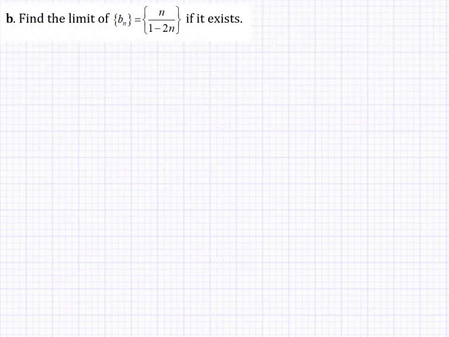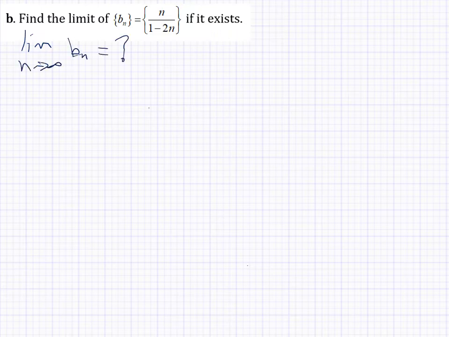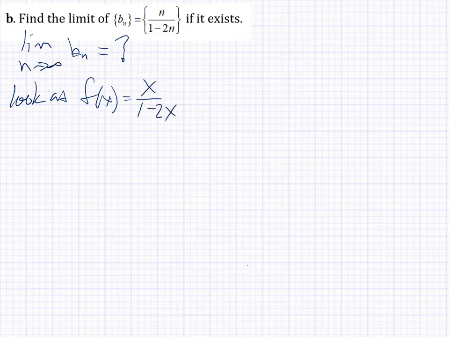This is one of the other examples we started off with in this lesson. And so if we want to do the limit as n goes to infinity of b sub n, we'll figure out what that equals. What we're going to do is look at, say, f of x equals x over 1 minus 2x.